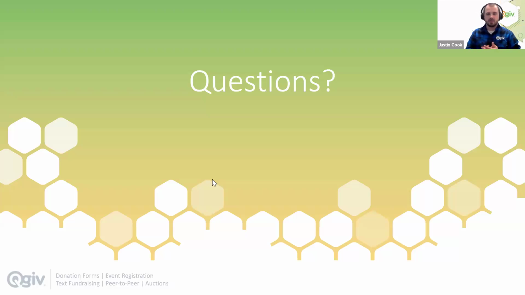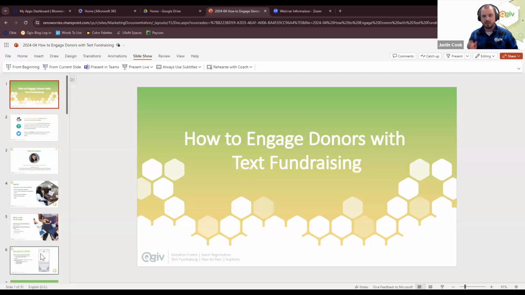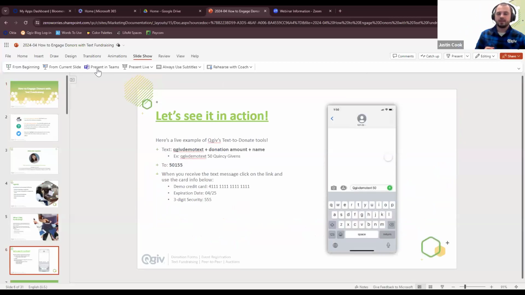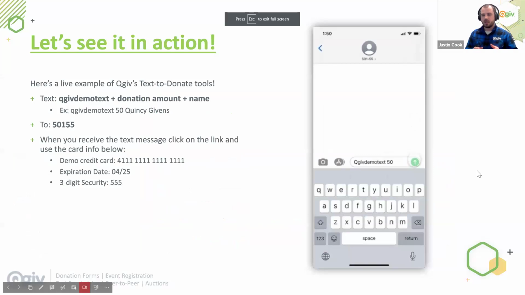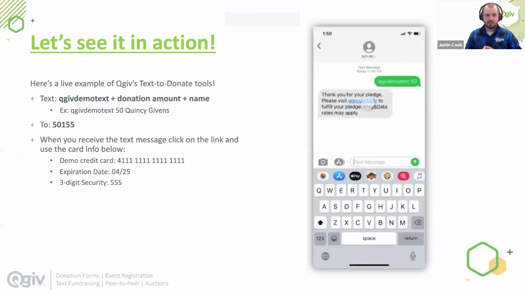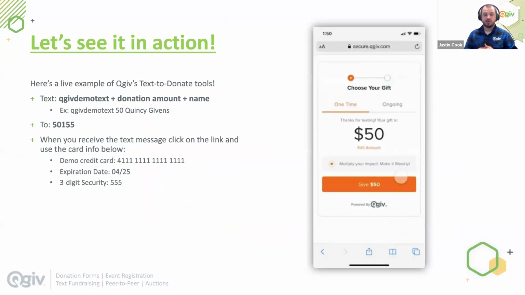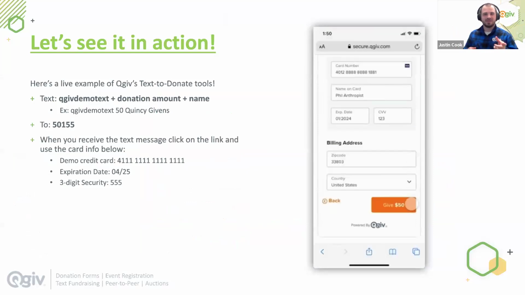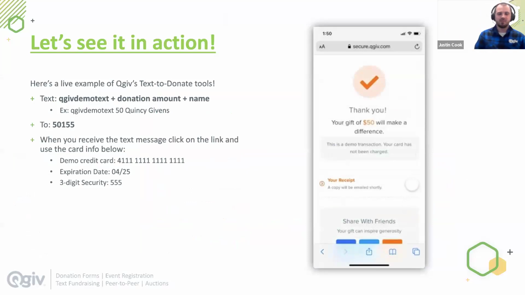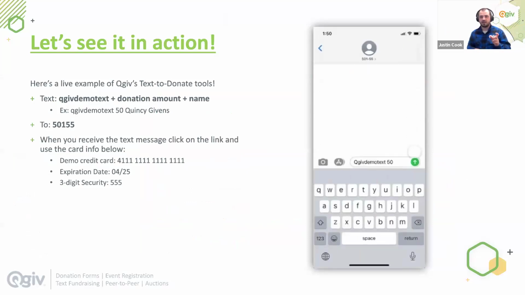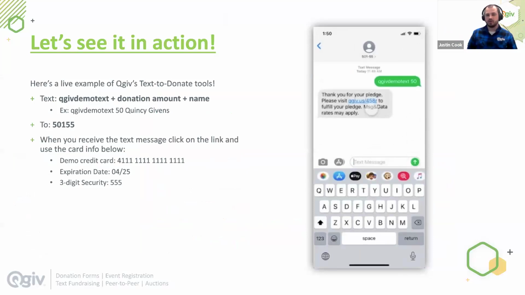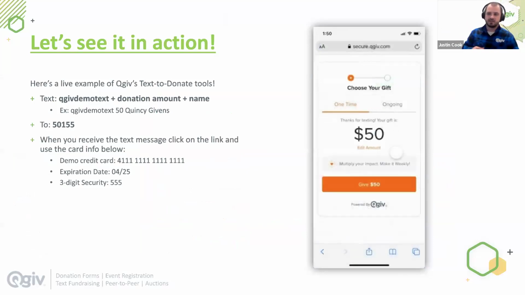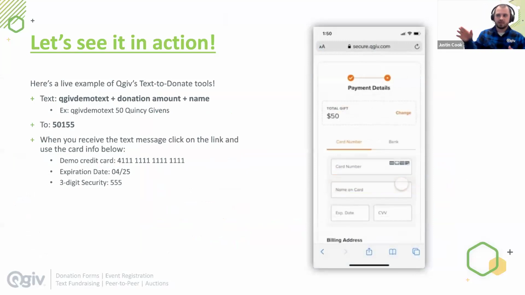So make sure that when you're entering that keyword, that QGive demo text is all one keyword and that it doesn't autocorrect, because that'll mess up the text to donate process. We've already been talking about how we can shorten that for ourselves. We realize that we got to shorten that as well so that it makes it easier on all of you when you're testing that. But please make sure that you're texting that QGive demo text, all one word, to 50155. Then you can utilize the demo credit card information here and expiration date and all that.